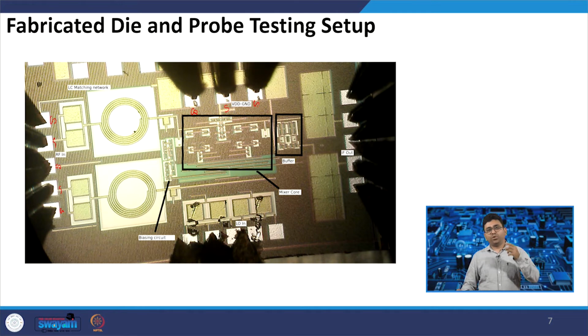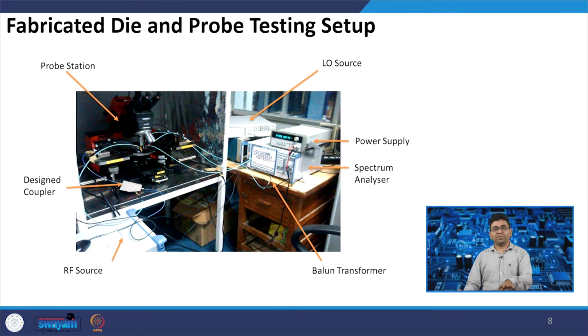If you want to do the die testing, you also need to ensure that all the bias required for your circuit is generated inside the chip. If you have more bias pads or pins, then it is very difficult to do the die testing. You need to go for PCB plus probe testing. So, this is the basic setup: you require a probe station, the various RF sources, baluns, spectrum analyzer, power supply, directional coupler. All this you require when you do the probe or die testing.